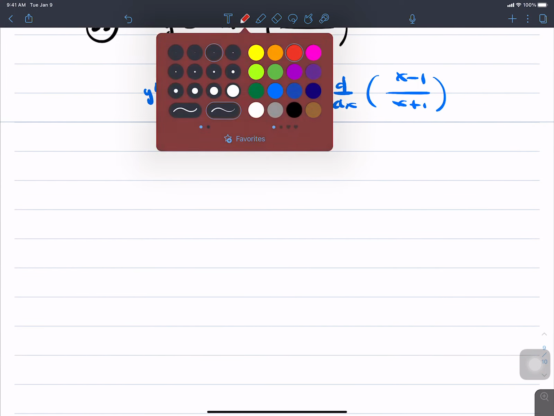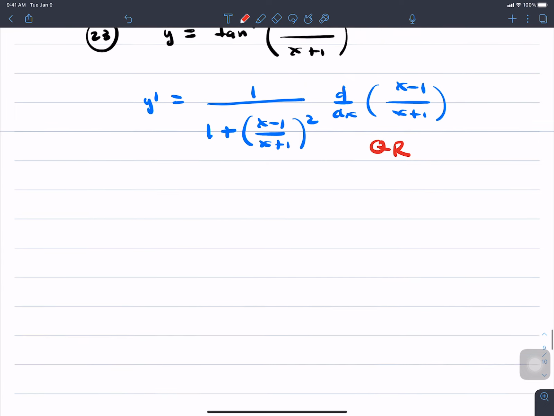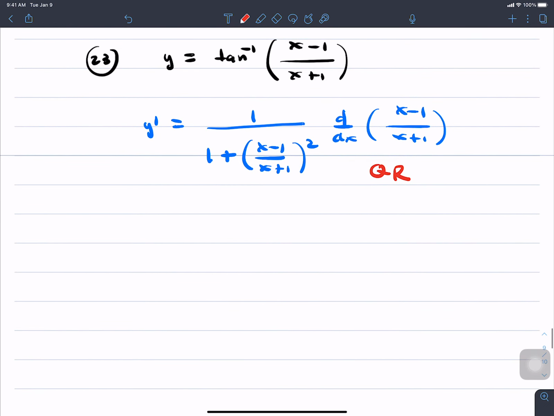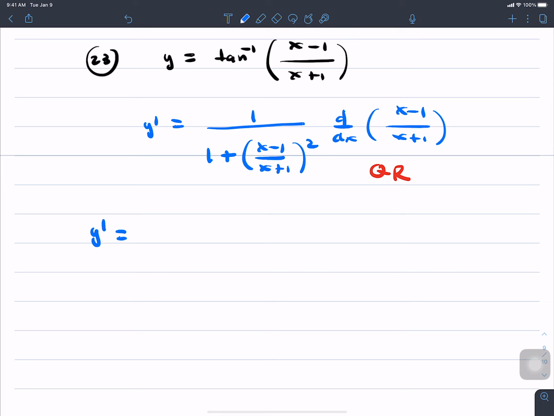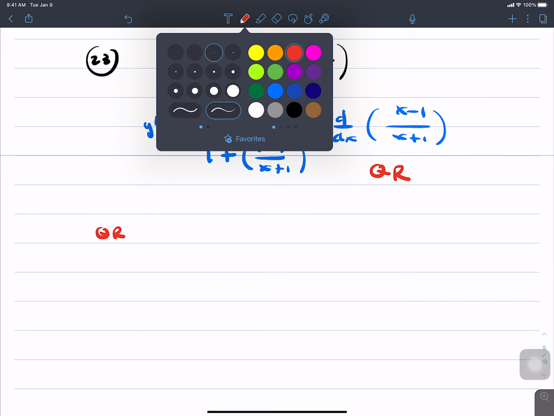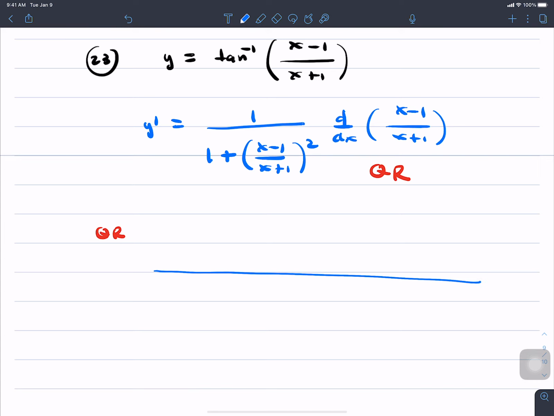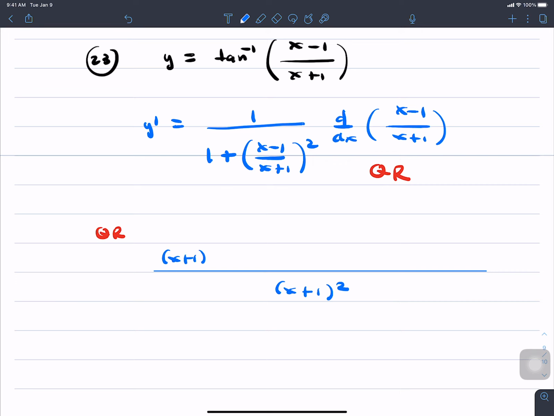So over here, quotient rule. And as you can see, well, maybe we're going to do it like we just did. Let's do the quotient rule question now. So let's work on that quotient rule. So by quotient rule, x plus 1 squared, x plus 1. Remember, this is what we're going to go through.